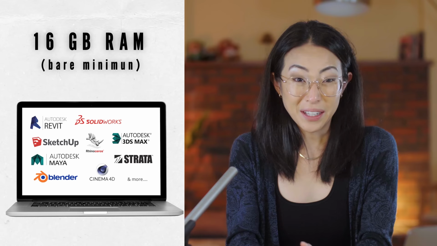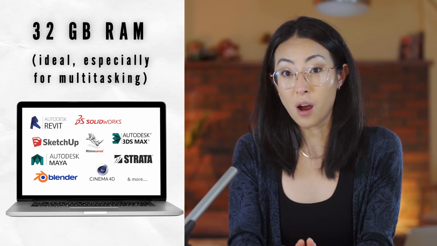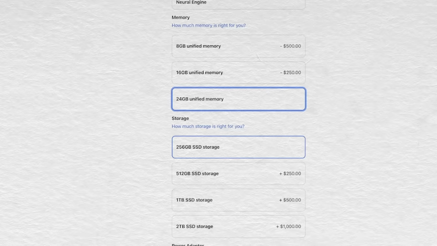I'd say 16 gigabytes of RAM is the bare minimum for architecture, design, or content creation work. But with 32 gigabytes, you will be working comfortably without too many compromises. When I got my M1 Air laptop 2 years ago, I was a little bit disappointed that the max RAM size I could get was only 16 gigabytes. But with the new M2 processor, Apple's finally added a 24 gigabyte option, as well as a dedicated charging port.